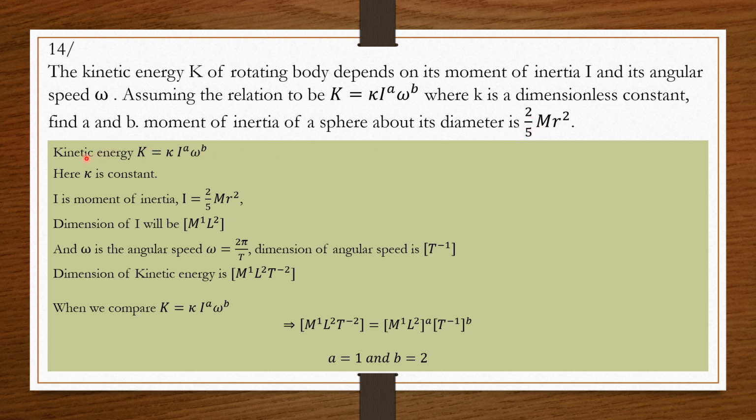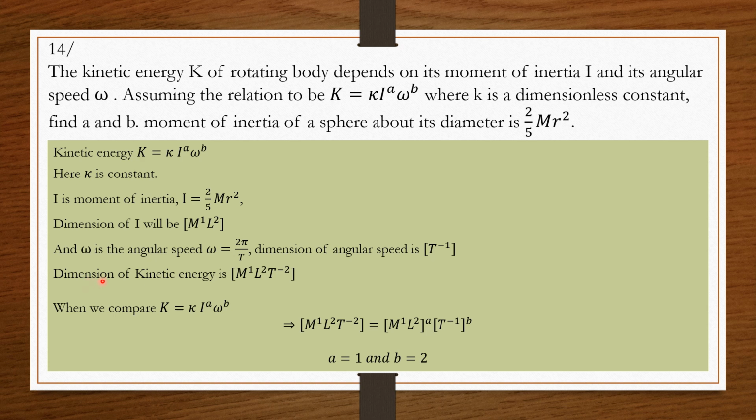So here the kinetic energy is given as K is equal to k I to the power a omega to the power b. Here k is constant, and we know that the moment of inertia I is given as 2 by 5 mr square, and so the dimension will be M1 L2. And omega is the angular speed. We know that omega is equal to 2 pi by t, and so the dimension of angular speed can be written as T to the power minus 1.